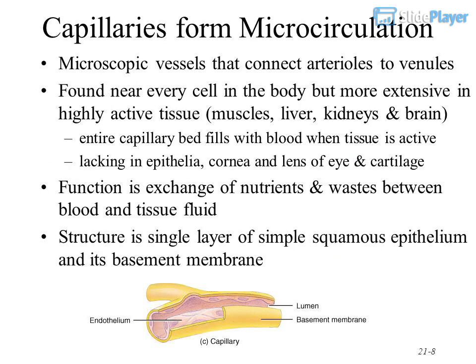Capillaries form the microcirculation. They are microscopic vessels that connect arterioles to venules. They are found near every cell in the body, but are more extensive in highly active tissue: muscles, liver, kidneys and brain. The entire capillary bed fills with blood when tissue is active. They are lacking in epithelia, the cornea and lens of the eye, and cartilage. Their function is exchange of nutrients and wastes between blood and tissue fluid. Structurally, they are a single layer of simple squamous epithelium and its basement membrane.